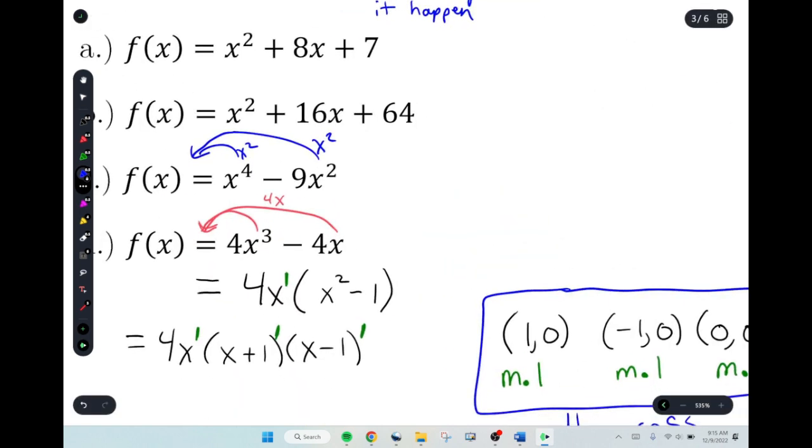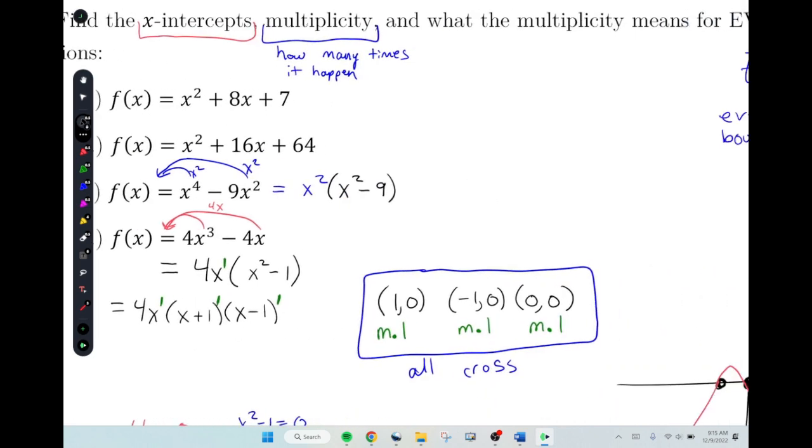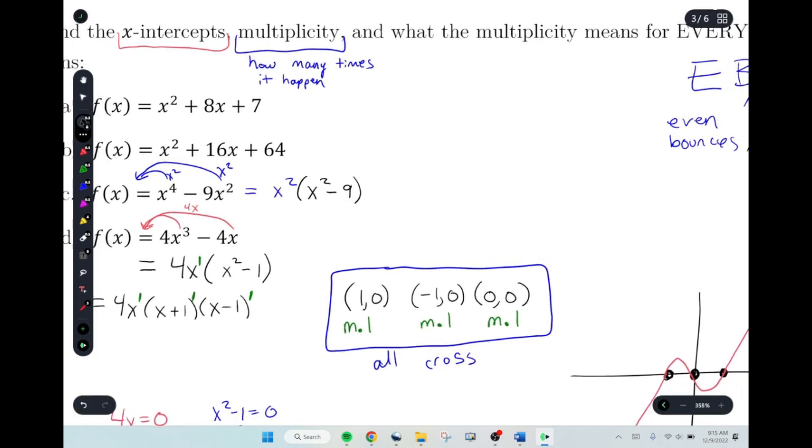You pull out that x squared, you get x squared outside of x squared minus 9, which yields you some roots of, what does that make your x-intercepts? I see a 0 comma 0 for that x squared. I see a positive 3. And I see a negative 3.